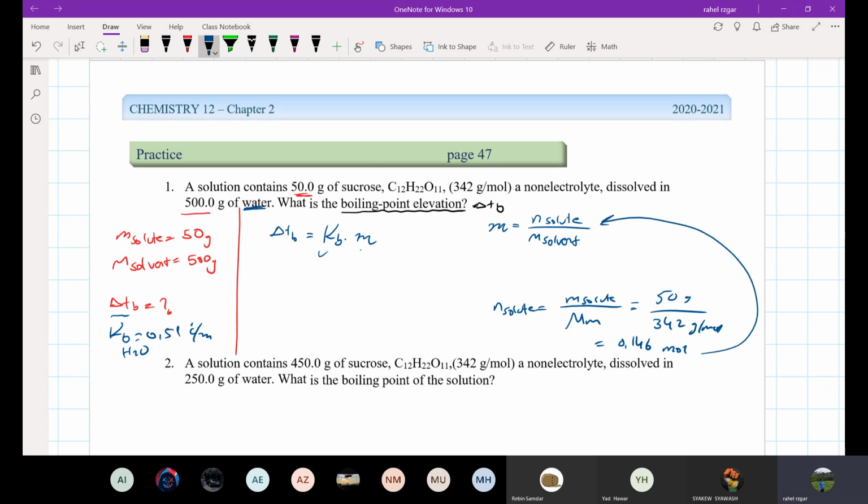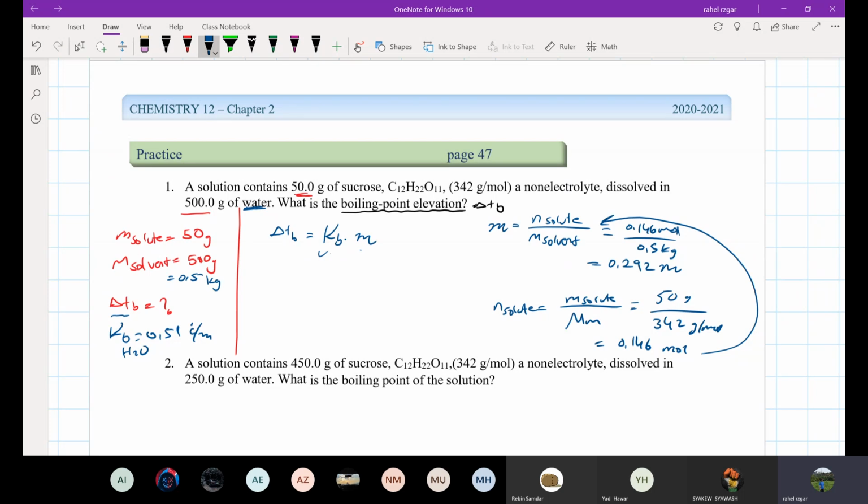Let's put the mole in here. Is equal to 0.146 mole divided by 0.5 kilograms. Don't forget to convert the solvent to kilogram always. So 0.146 divided by 0.5, it's 0.292 molal. Now we have Kb. We found molal also.